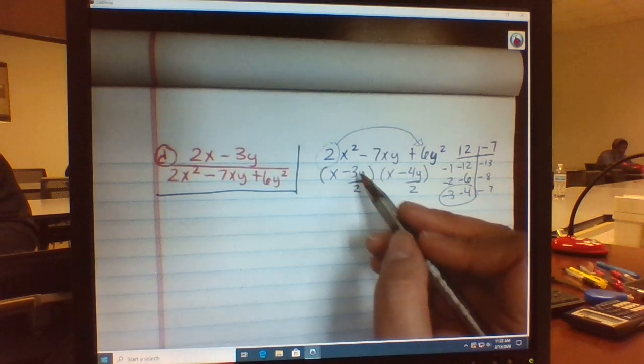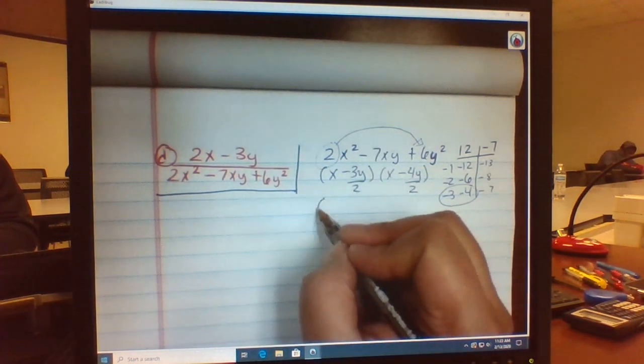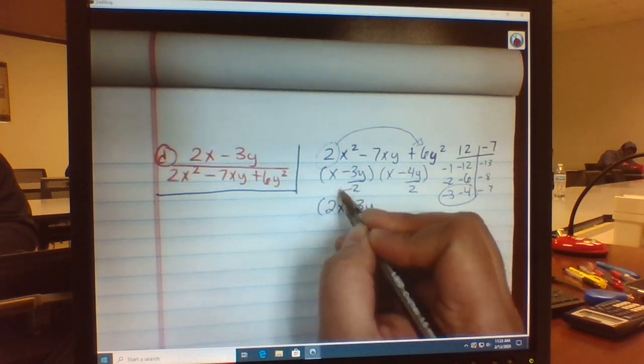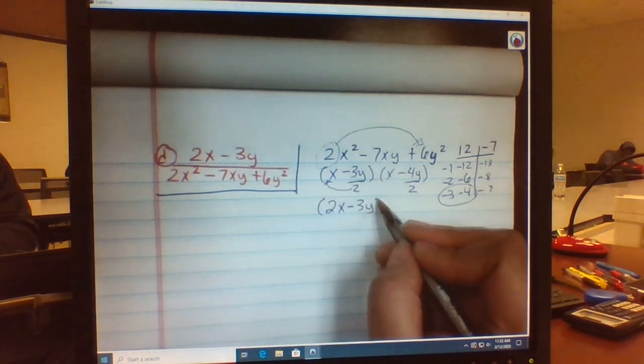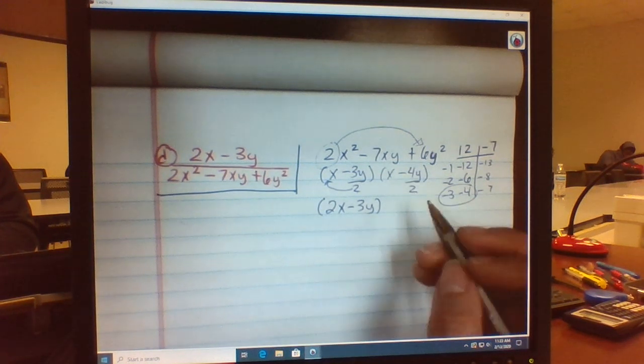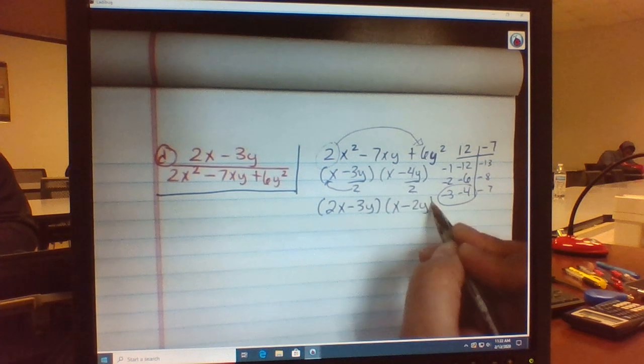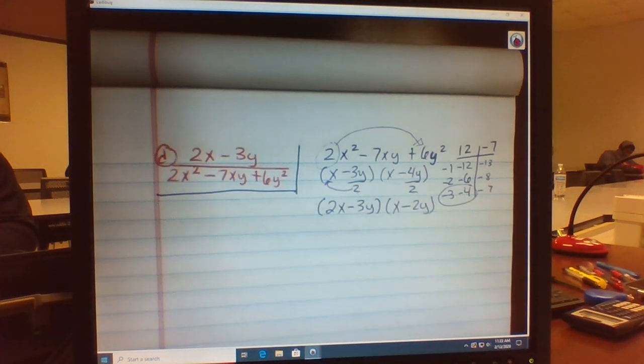Very good. Can 3 be divided by 2? No. So this becomes 2x minus 3y, because remember, if you can't divide, it goes to the front. Can 4 be divided by 2? Yes. Now, I've done what I should have done.